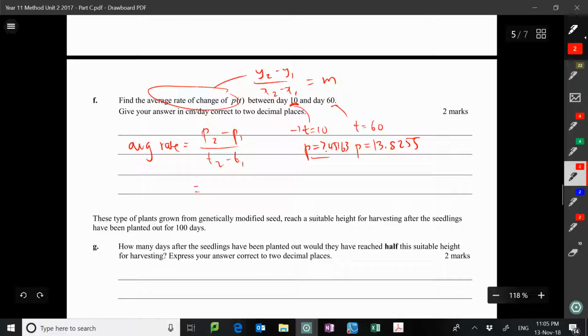So if you write it out, if this is T1, T2, this is P1, P2, you got 13.8255 take away 7.45163 all over 60 take away 10. That's essentially what you're doing. That's what the average rate means, okay?